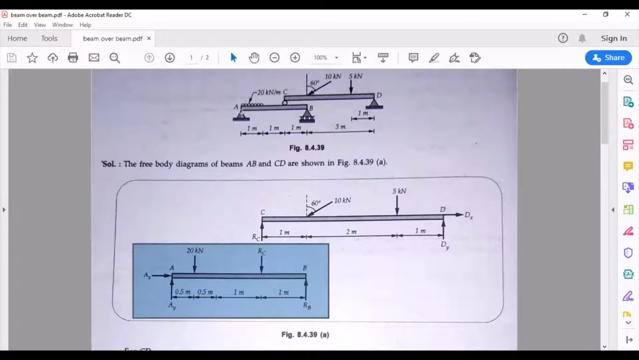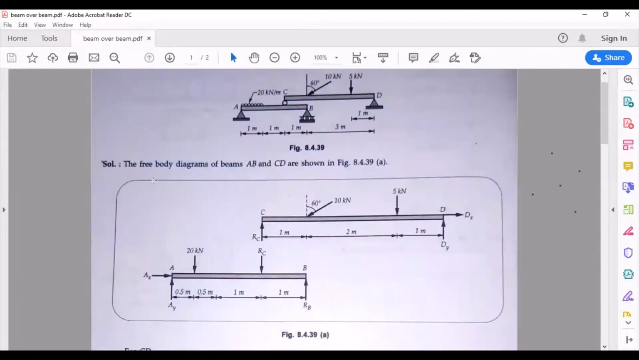Now next, coming to the reactions at A, we have a hinged support which will have two reactions, that is AX and AY. Whereas at B, we have a roller support which will have only one reaction. Now, you have drawn the free body diagram for both the beams.